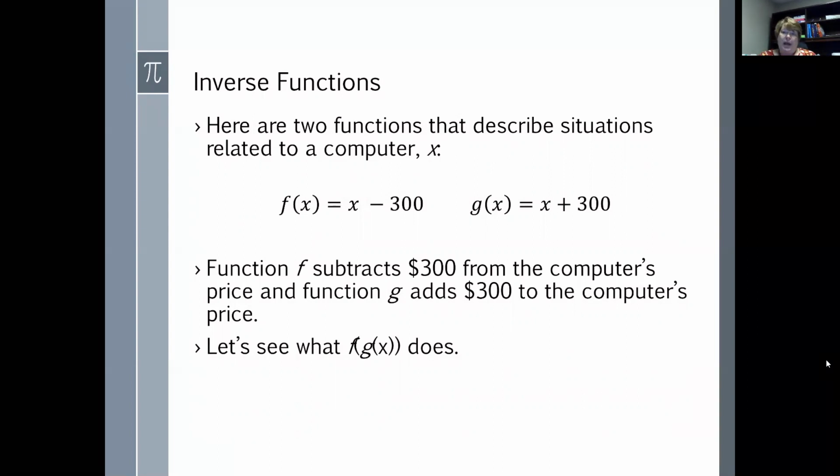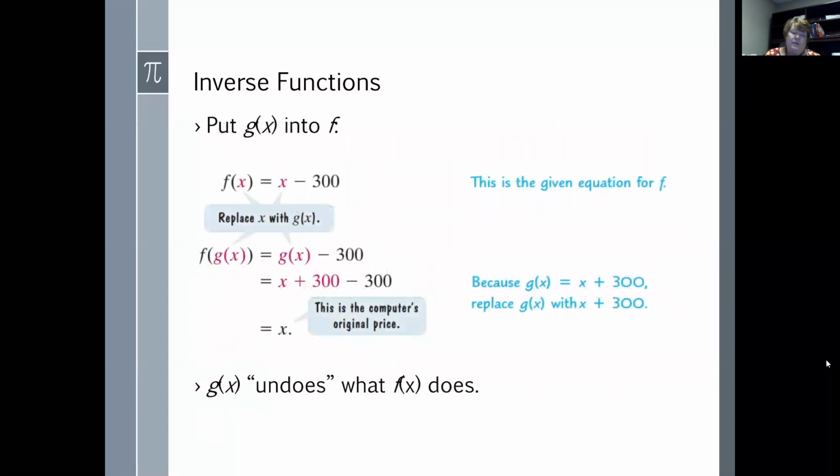So let's see what happens if we compose these 2 functions, or we evaluate f at the output g. That means we're going to replace the input of f with the output of g. We have f of x equals x minus 300. We're going to evaluate f at g of x, so we replace the x in the function f with g of x. So f at g of x is g of x minus 300. But g of x is equal to x plus 300. So we get x plus 300 minus 300, and that is equal to x.